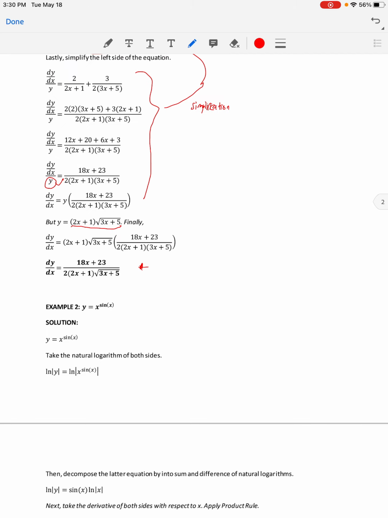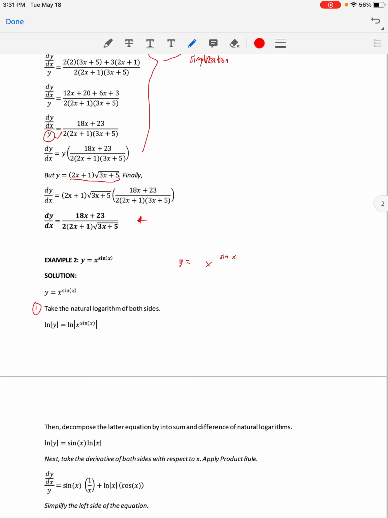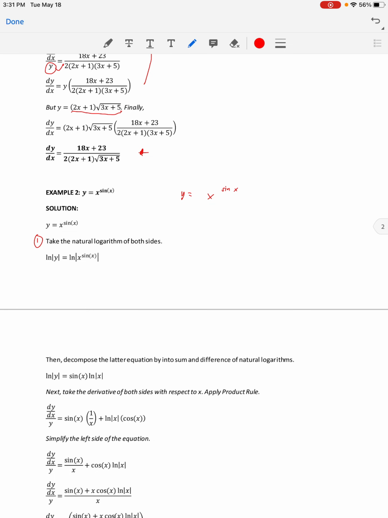So, example number 2, we have y is equal to x to the power of sine x. First step, take the natural logarithm of both sides. So ln y and ln x^(sin x). Then decompose the latter equation by sum and difference of natural logarithms. By the way, this becomes sin x times ln of x, because the exponent can become a coefficient.